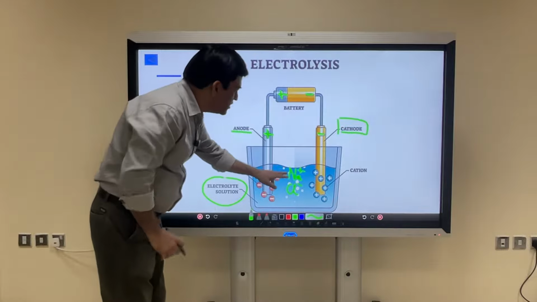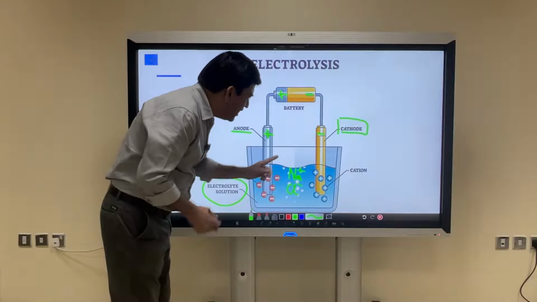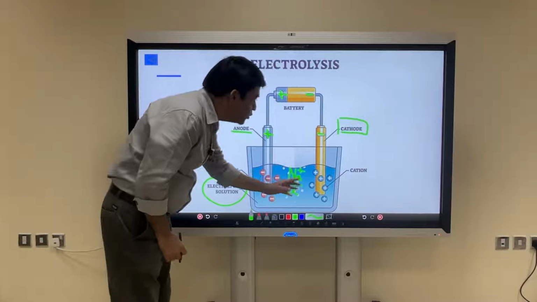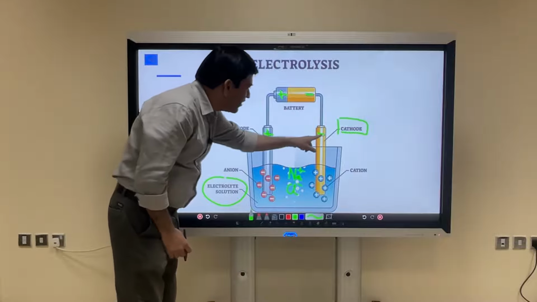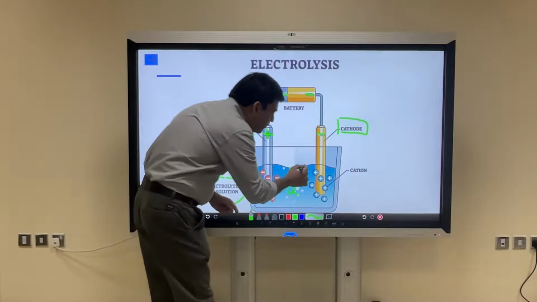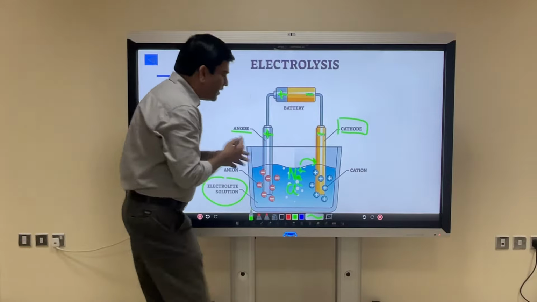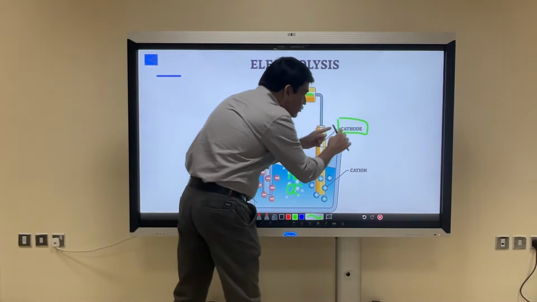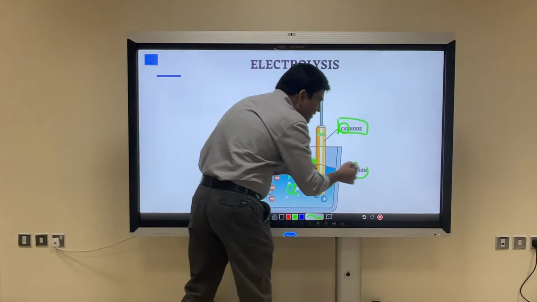Now you have two ions over here. One is Na+ and one is Cl-. Na+ will go towards what? It will go towards the cathode, or it will go towards the anode. Cathode has a negative charge, so Na+ will go towards the cathode. And that is why Na+ is known as a cation.